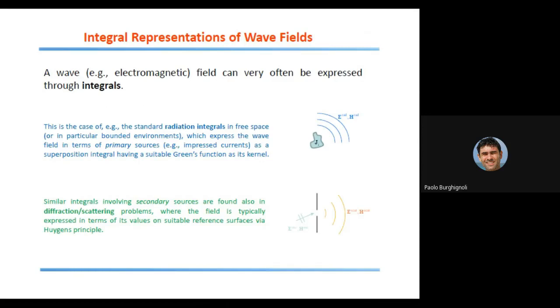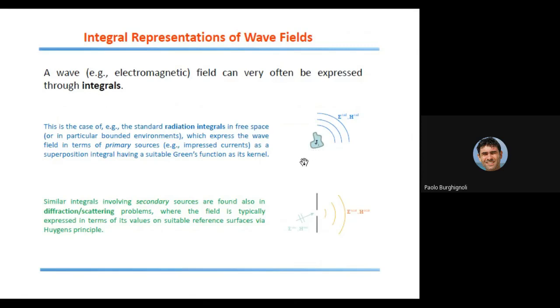Remaining to spatial integrals, the most basic example is that of the so-called radiation integrals in free space, or also in bounded environments, by which you can express your wave field, for example, the electric and magnetic field produced by an impressed source, like this impressed current Ji here, by writing the field as a superposition integral, in which the integrand is constituted by the product of the known impressed current and a kernel, an integral kernel, which is by definition the Green's function of the problem.